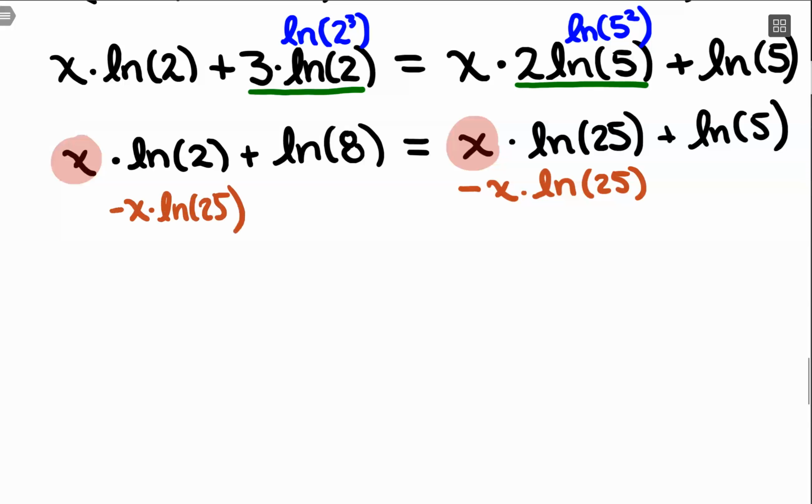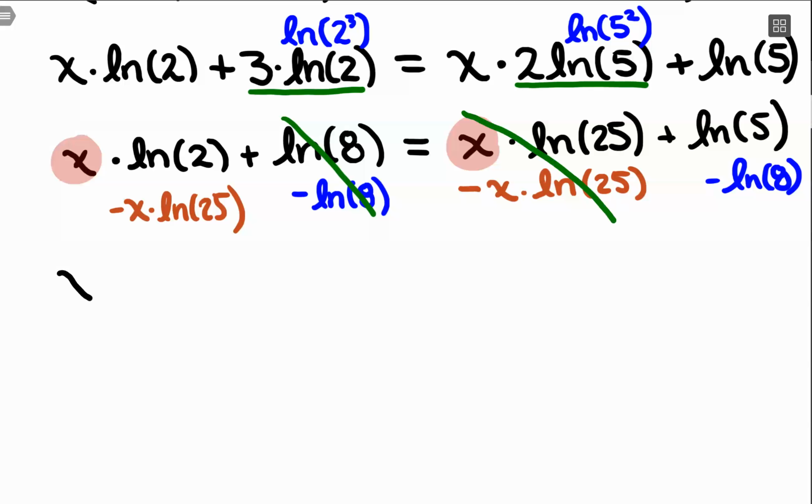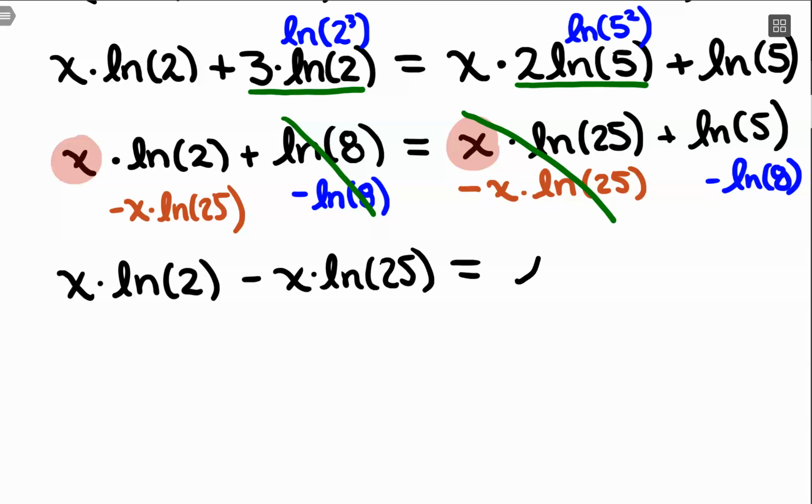And then I also need to move away this natural log of 8, so I'm going to subtract that from both sides as well. So when I do that, I'll have these cancellations where that natural log of 8 will cancel out with itself. On the right-hand side, that x natural log of 25 will cancel out. So on the left-hand side, we'll have x times natural log of 2 minus x times natural log of 25 equals natural log of 5 minus natural log of 8.